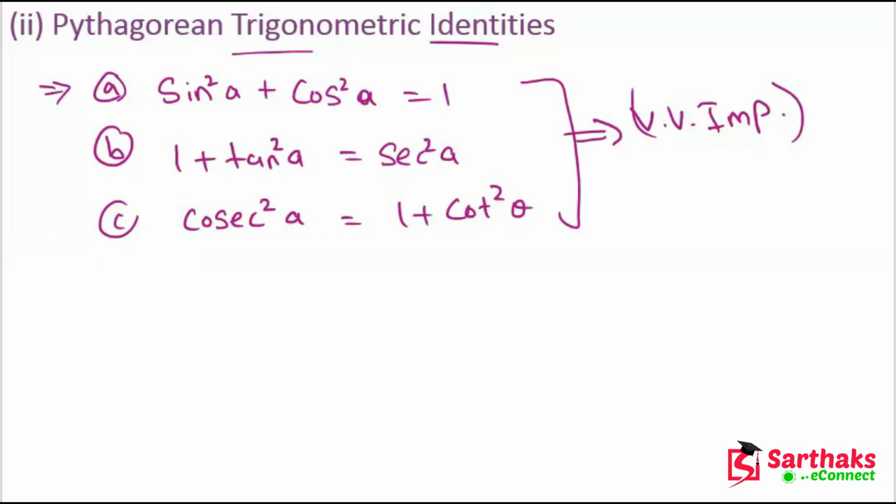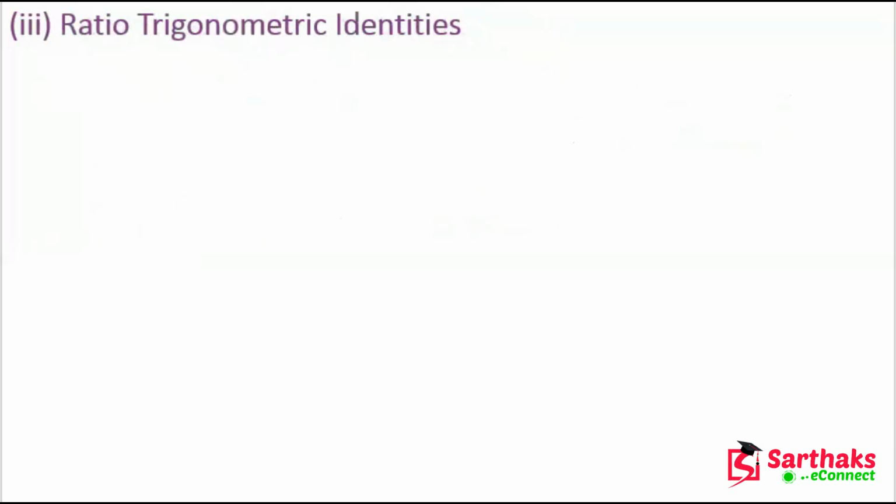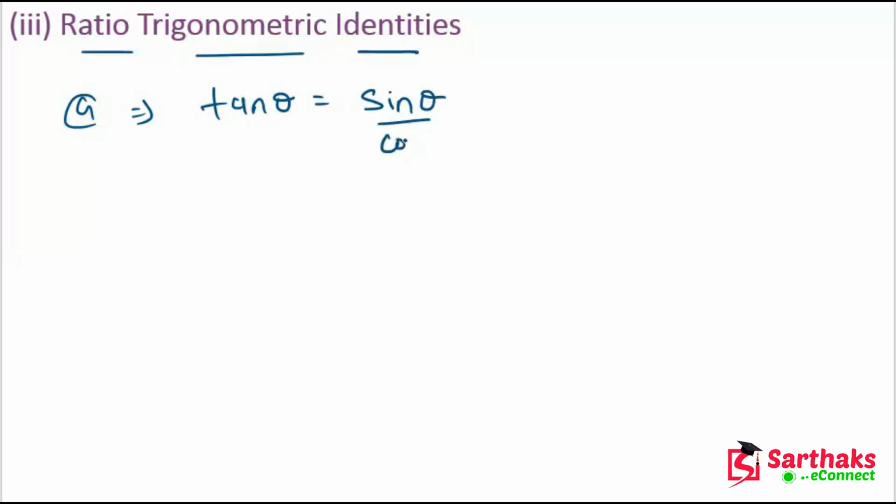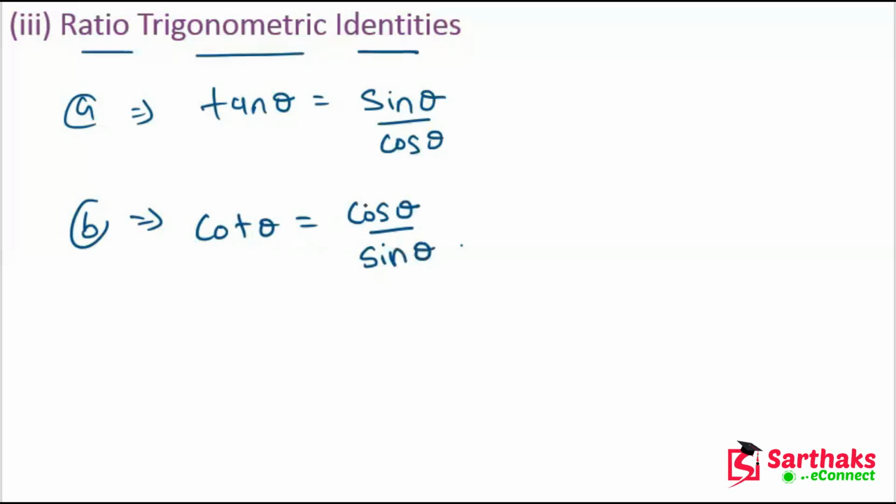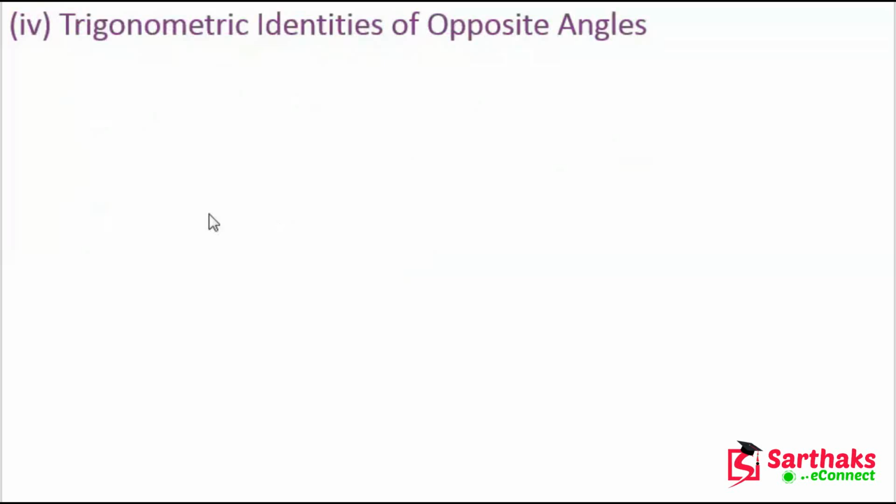Now next is ratio trigonometric identities. What are ratio trigonometric identities? Part A is, we know that tan theta is equal to sine theta upon cos theta, and we also know that cot theta is equal to cos theta divided by sin theta. They are ratio trigonometric identities. Move on.